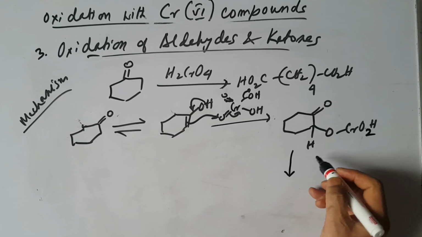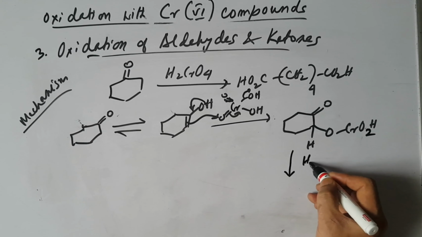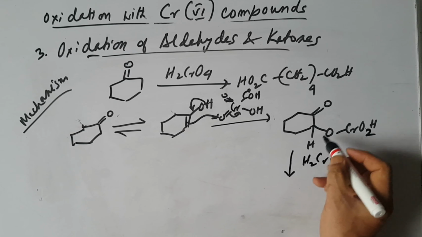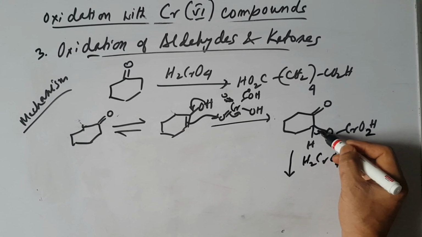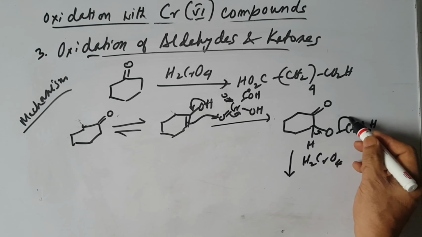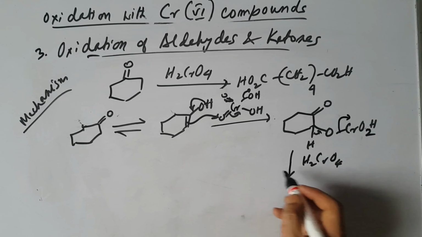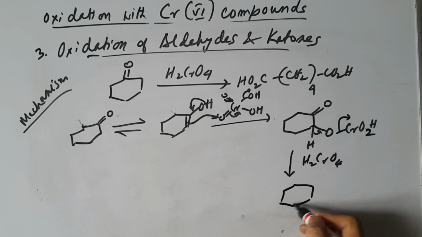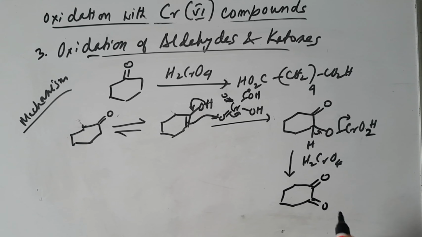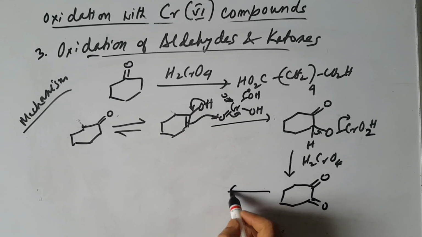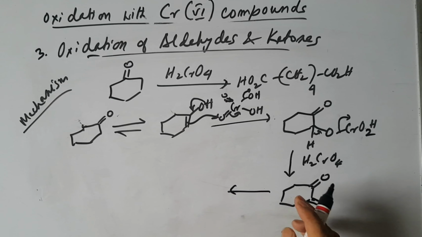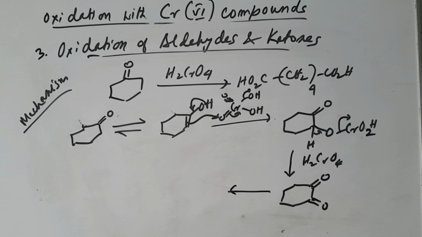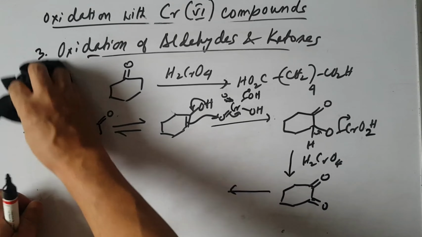Then this one reacts with another chromic acid, H2CrO4, which attacks here, so it goes like this. So we get a product that is a diketone. This diketone reacts with chromium trioxide, chromic acid, chromium trioxide and water. I'll write it down separately here.